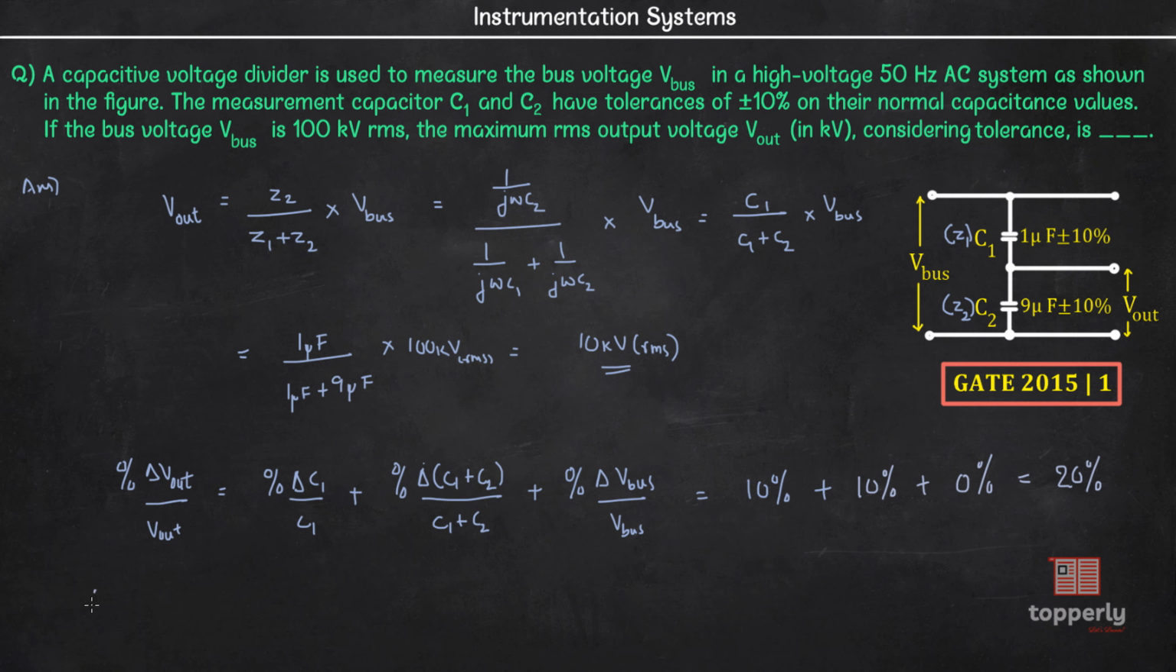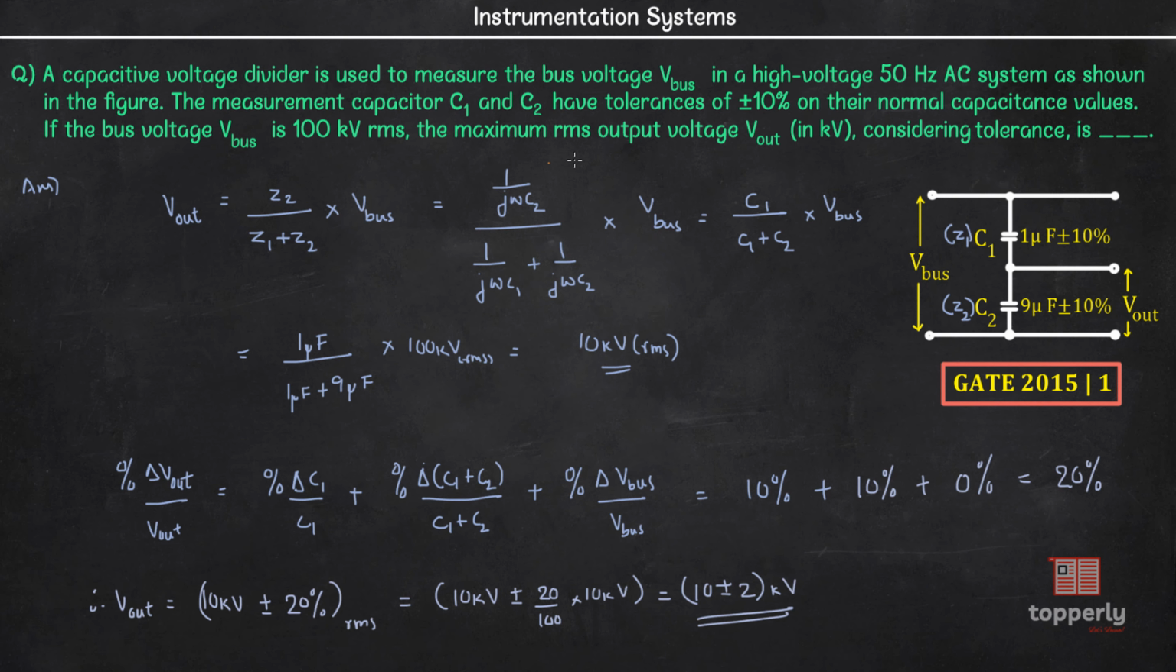Therefore, we get V out is equal to 10 kV plus or minus 20%. And this is the RMS value. And if we wish to write the error in absolute form, we can write it as 10 kV plus or minus 20 by 100 into 10 kV, which is equal to 10 plus or minus 2 kV.